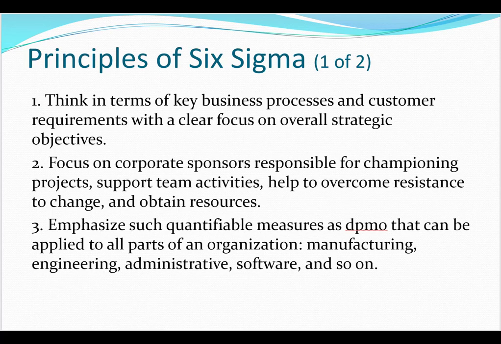The principles of Six Sigma are very specific. The first principle is that we need to think in terms of key business processes and aligning them with customer expectations and customers' needs. So that strategic objective of making sure that what we do is for the customer, and the way we run our business is to achieve customer satisfaction. That's one of the basic principles of Six Sigma.